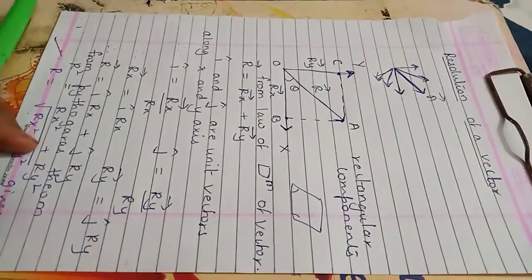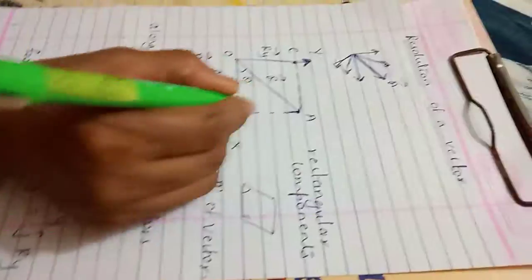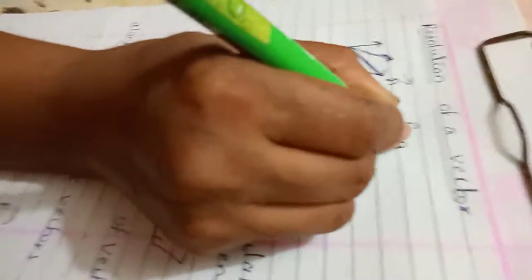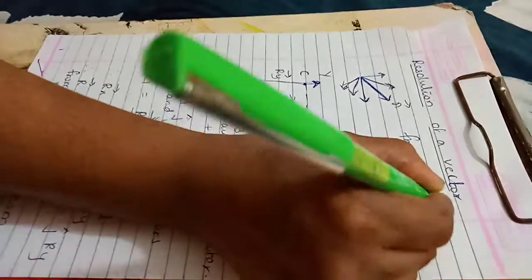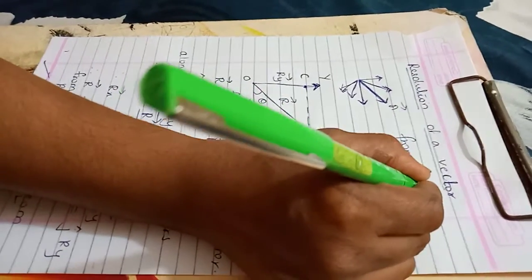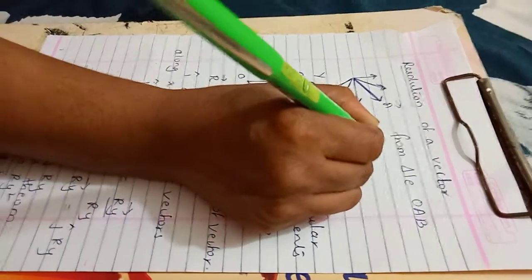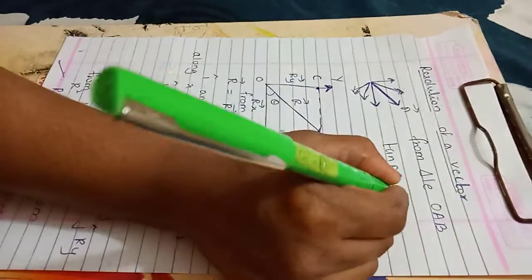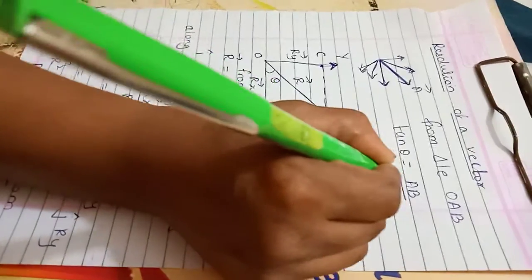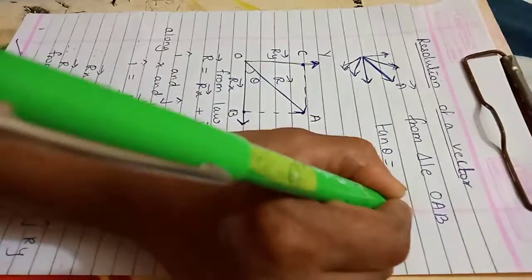Now, if you want to show the direction, I'll show it here itself, students. Now, from the triangle, the diagram is on this page itself. From the triangle OAB, what is tan theta? It is AB upon OB. I hope it's clear.